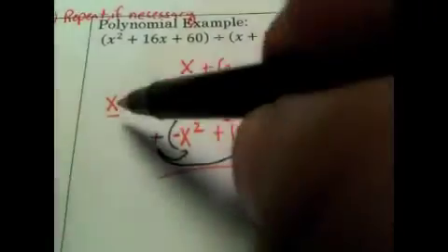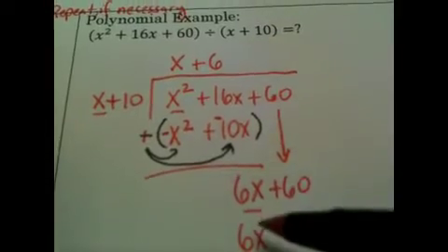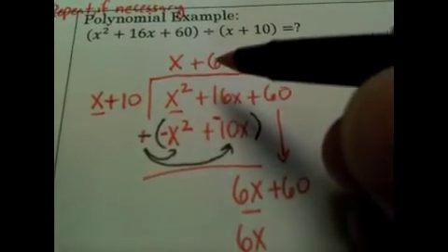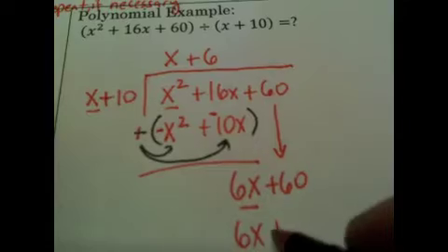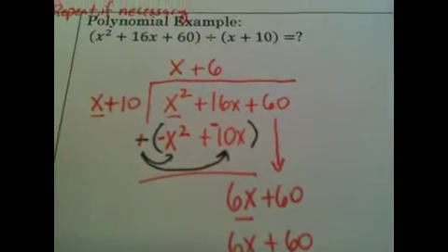Distribute. 6 times x is 6x. Those are like terms underneath each other. And distribute 6 times 10 gives me 60. Okay, that looks kind of familiar, doesn't it?